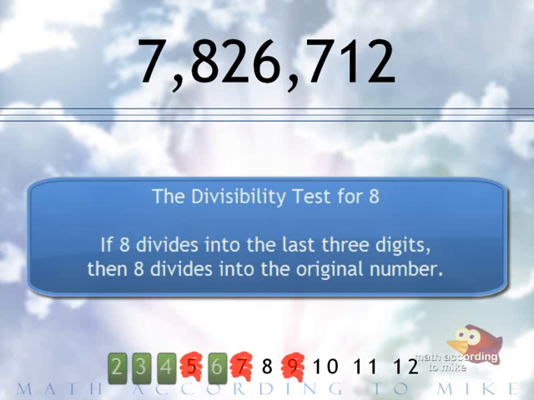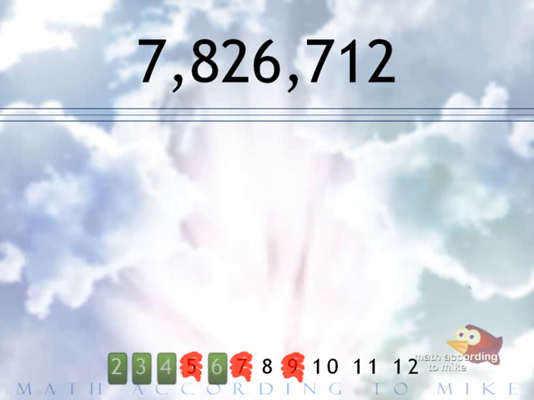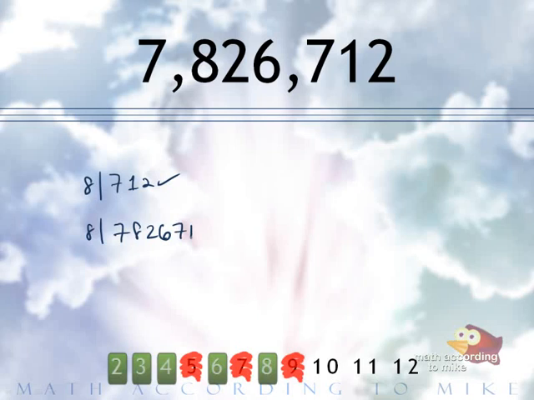So we have to check the multiples of 8 up to 1,000, i.e. the last 3 digits. So it's a little more tedious than 2 and 4. But it's all we got. Notice that 8 does divide into 712, which means 8 will divide into our original number. So depending on the values here, it might go fast, it might go slow, if you know your multiples of 8. 9 we already did, let's talk about 10.